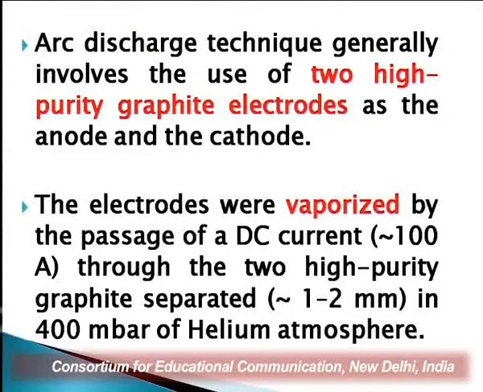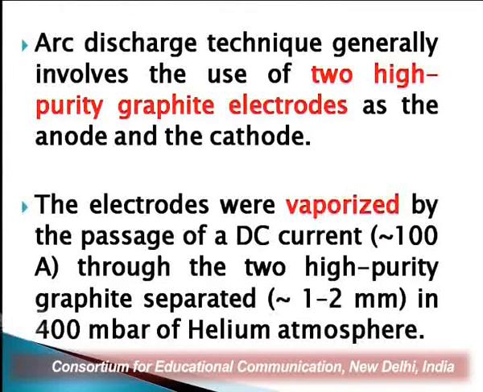What are the steps behind the arc discharge method? The arc discharge technique generally involves the use of two high purity graphite rods. One works as an anode and another works as a cathode. The electrodes are vaporized by passing a DC current of approximately 100 ampere through the two high purity graphite rods, with a separation of 1 to 2 millimeter, in a 400 millibar helium atmosphere.